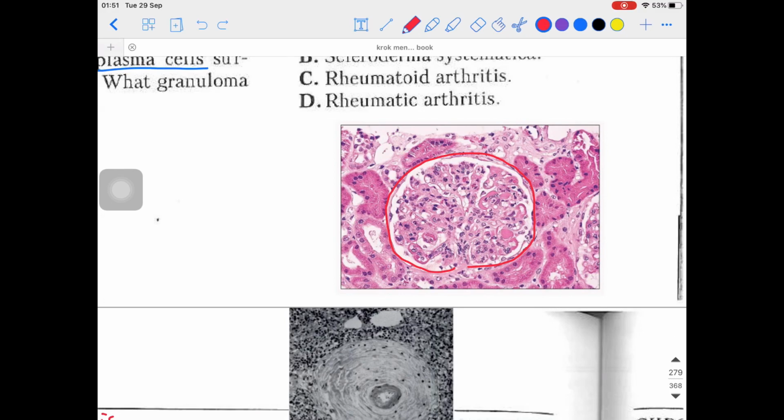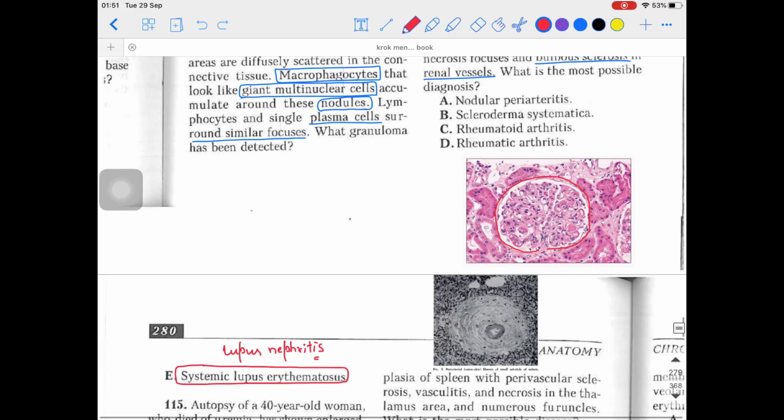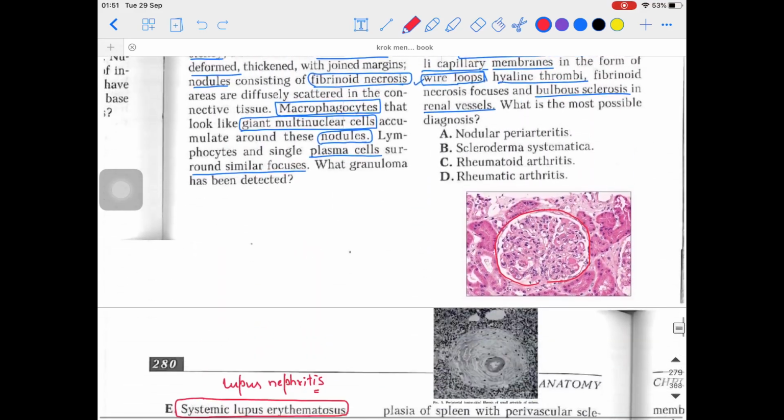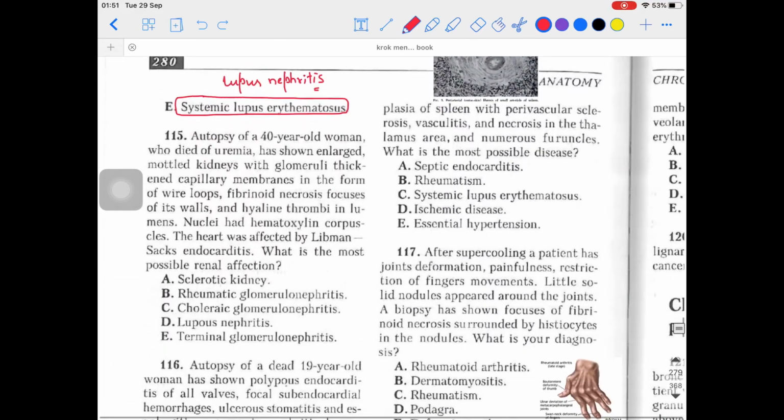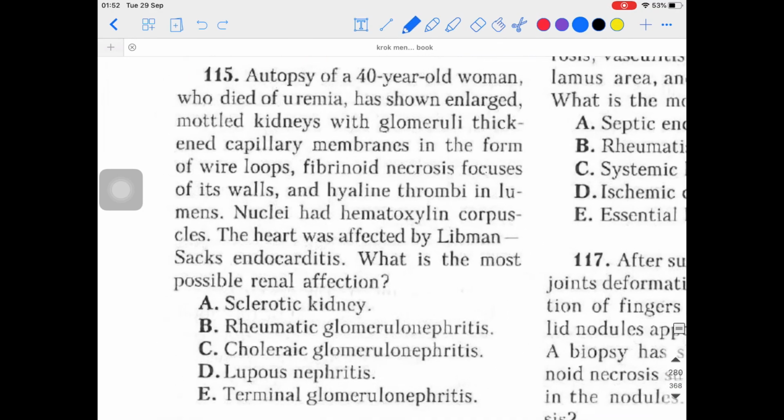That is the finding of lupus nephritis, which is one of the complications of SLE. Okay, enough about this one. Now let's move on to question number 115. Autopsy of a 40-year-old woman who died of uremia.